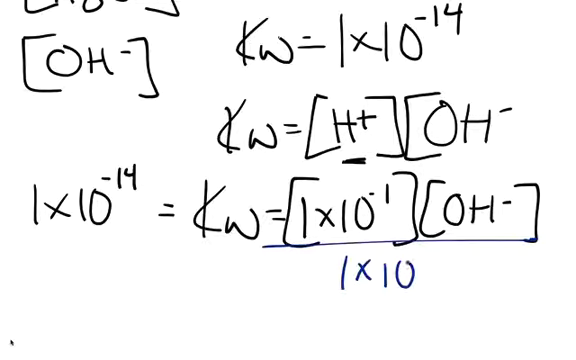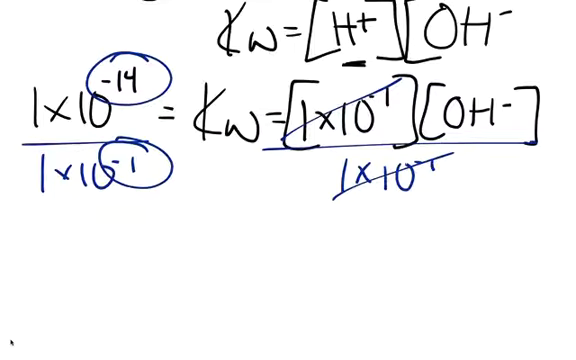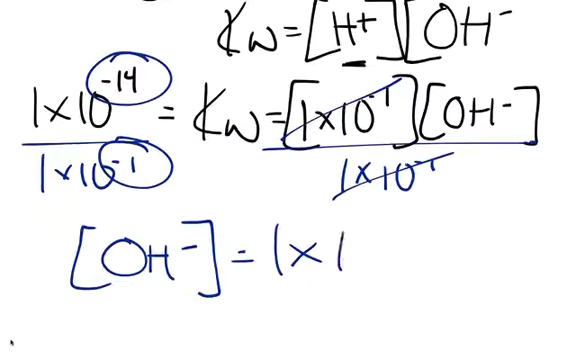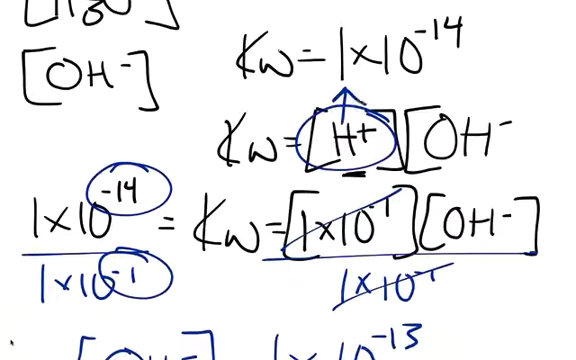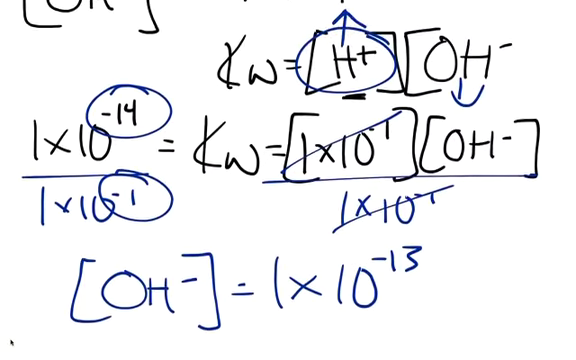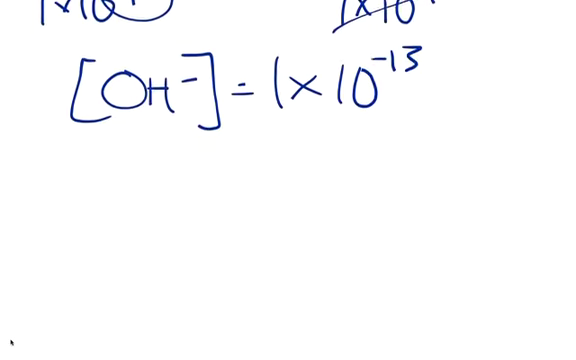So what I'll do is divide this side by 1 times 10 to the negative first. That'll cancel. I'll divide this side of the equation by 1 times 10 to the negative 1. Now what we do with our exponents is if we're dividing, we subtract them. Minus a minus 1 is going to be the addition of 1. So my hydroxide ion concentration is 1 times 10 to the negative 13th. So notice what has happened now in my equation. My hydrogen ion concentration has shot up to 0.1. Thus, my hydroxide ion concentration has decreased to 1 times 10 to the negative 13th, a very, very small number.